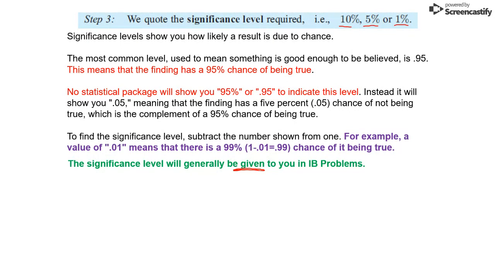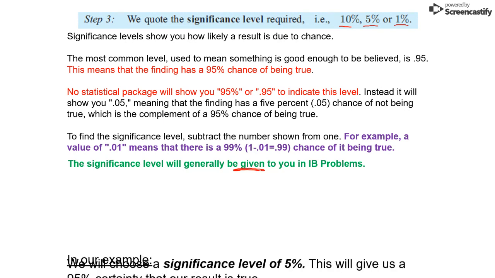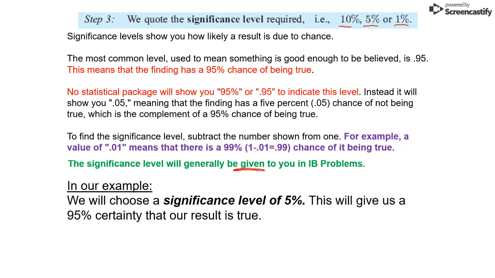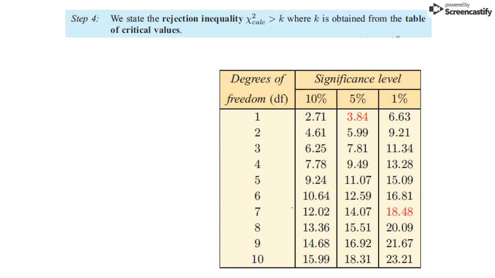But as we continue on here, there are a couple things we need to know to make sure we can identify the critical value. So in this example, we're going to choose a 5% significance level. So in step 3, we just want to make sure we state that. State significance level of 5%, right, for step 3. So again, that's going to tell us that our results have a 95% certainty of being true.